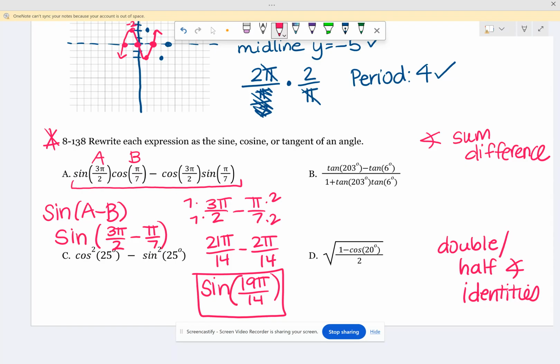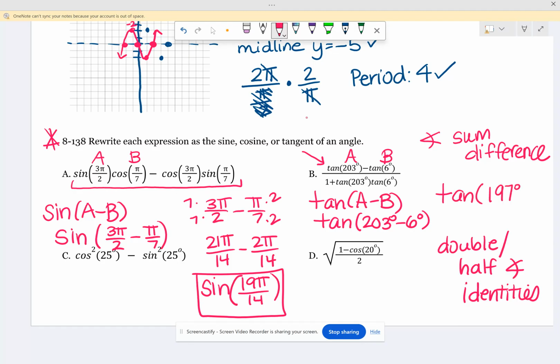Okay, B, if you look at your angle sum and difference identities for tangent. This is tangent of A minus B. So A is 203 degrees, B is 6 degrees. So in order to write this expression, we're going to write tangent of 203 degrees minus 6 degrees. That is tangent of 197 degrees.